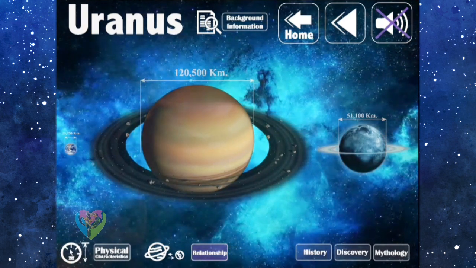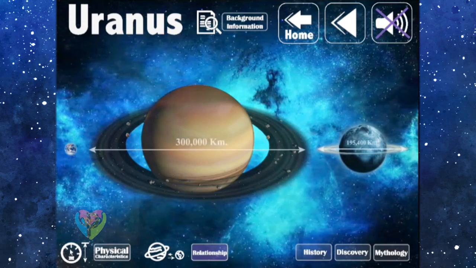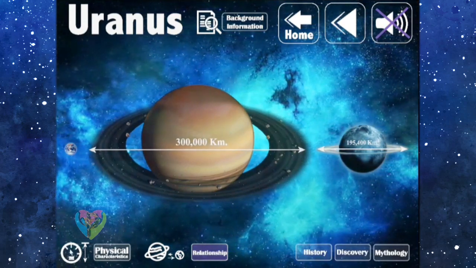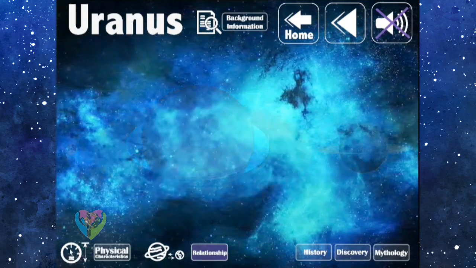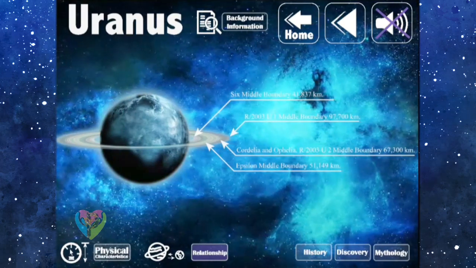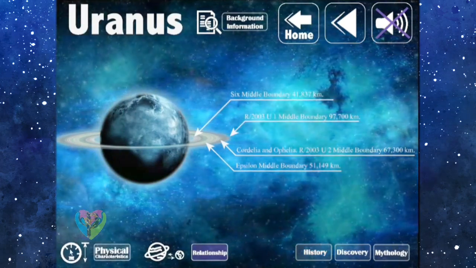The diameter of Saturn is 2.3 times larger than Uranus, but the ring of Saturn has a diameter about 1.5 times that of the outermost ring of Uranus, or R2003U1. It shows that Uranus has a shorter ring than Saturn.